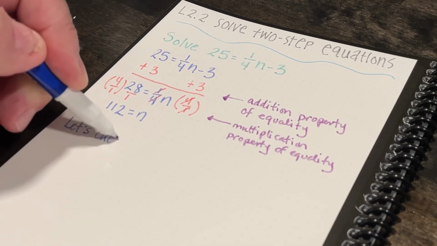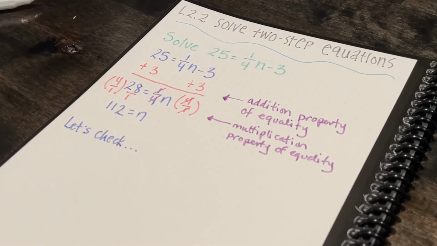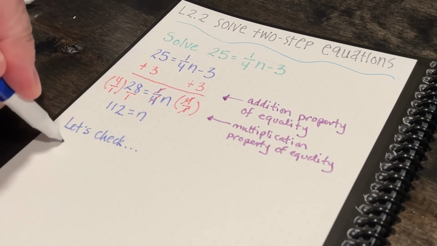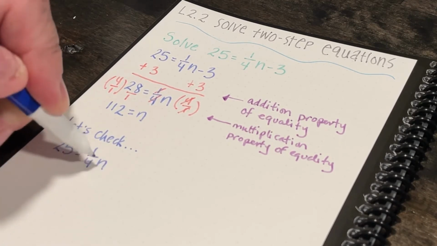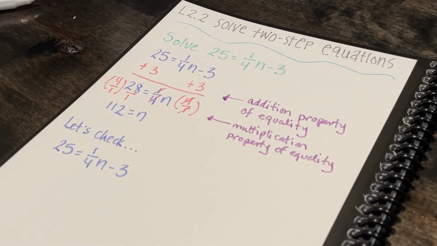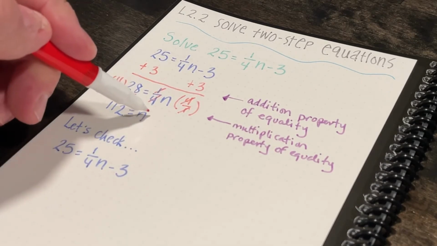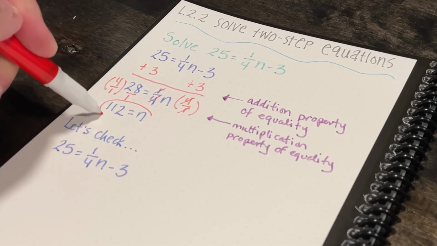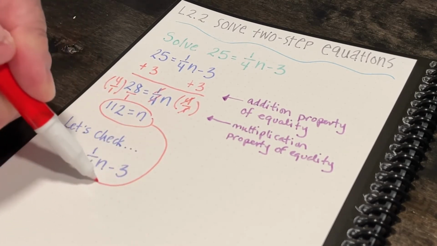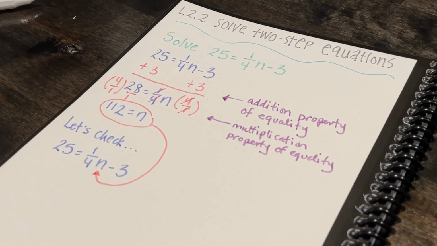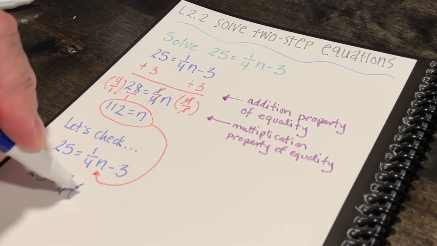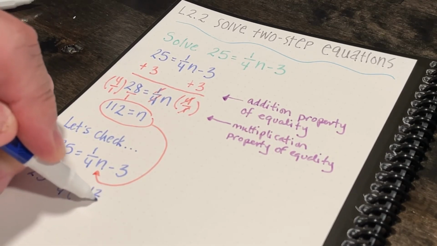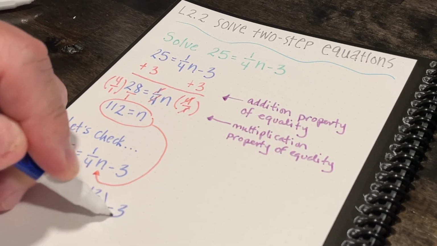What I want to do is make sure that what I think my answer is going to work in this equation. So I'm going to start off by rewriting the original equation. And since I think that n equals 112, I'm going to substitute 112 for n in my original equation. So I'm going to have 25 equals 1/4 times 112, and I'm just going to write over 1, minus 3.